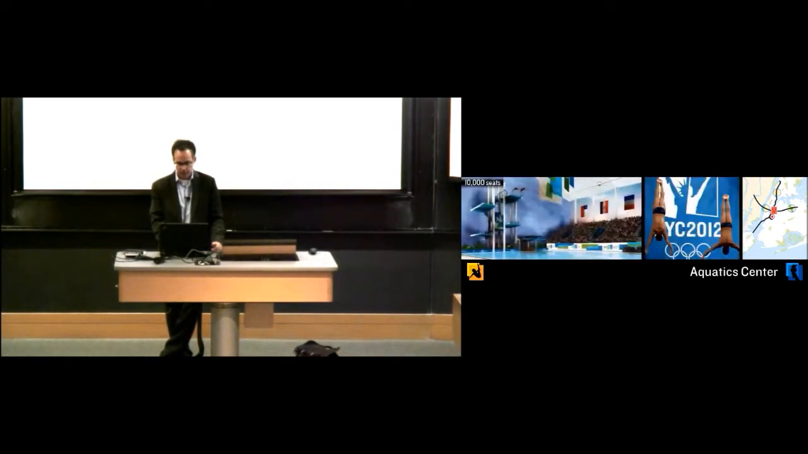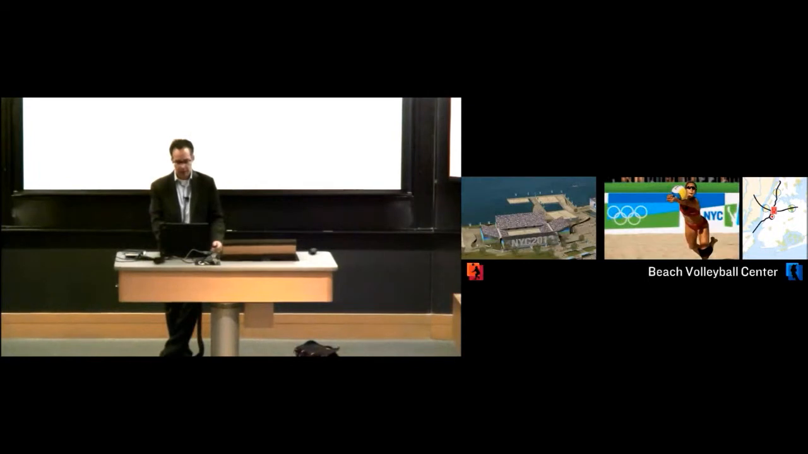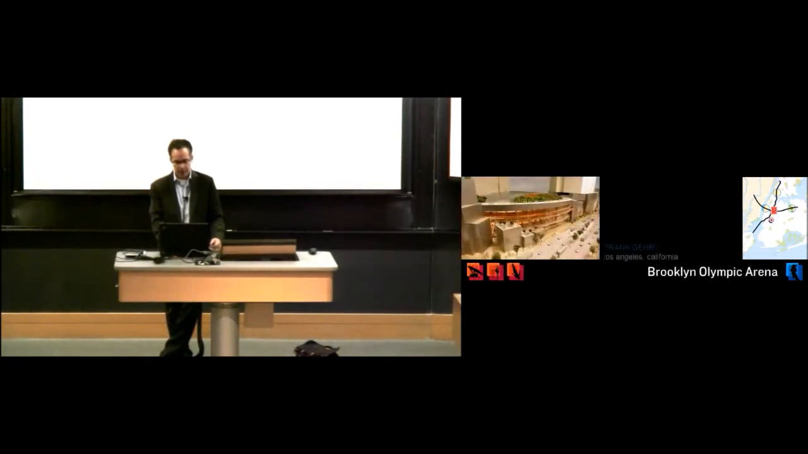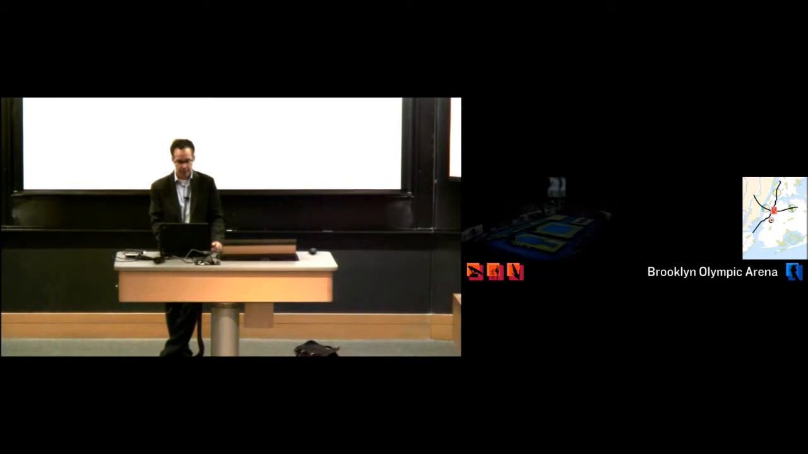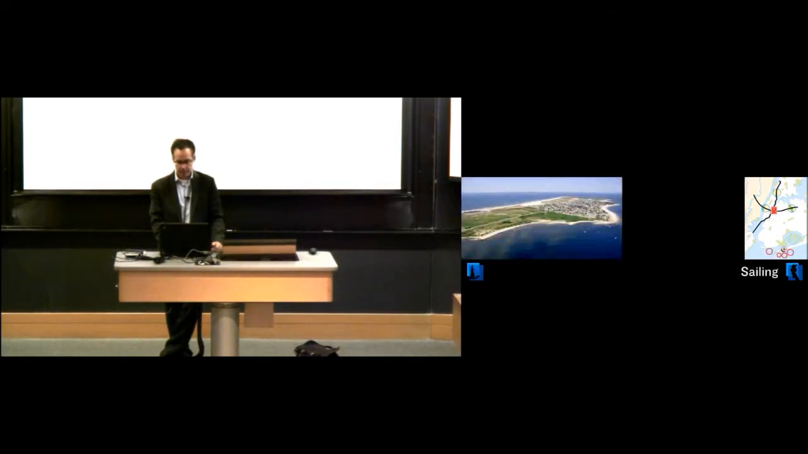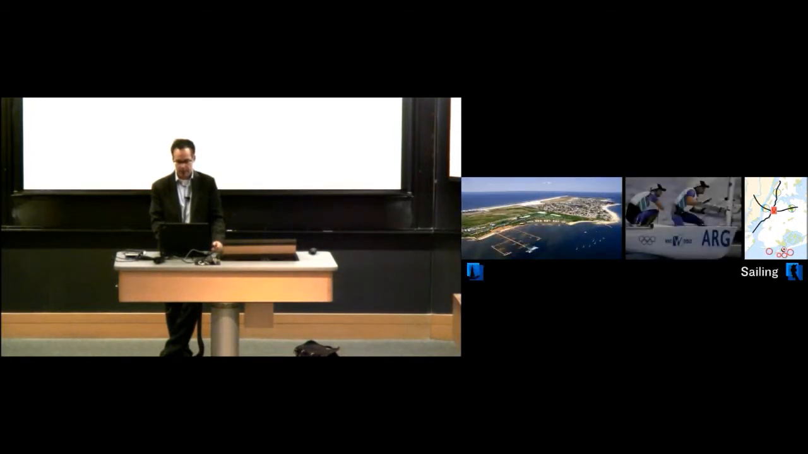So we'll go through these quickly. Beach volleyball again on Williamsburg on the waterfront. The Brooklyn Arena is going forward. It's not being designed by Frank Gehry anymore, but it's an element that we were going to use in the plan for gymnastics, and then sailing in the city as well.